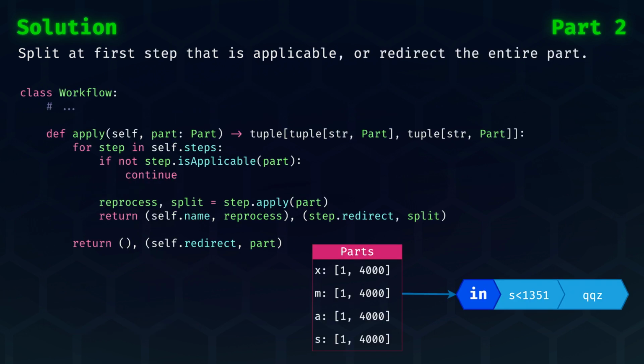Having the workflow split apart works as follows. Given a part, we'll check for every step if it is applicable. At the first step that is applicable, we'll split the range into 2 segments. The first one is the segment that should continue to be reprocessed by the current workflow later on. The second one is the segment that immediately gets redirected. If at the end none of the steps applied, then the part needs to be redirected to the label that is at the end of the workflow. Note that for simplicity's sake, this apply function always only applies a single split, even if multiple steps would theoretically apply to the given input range.